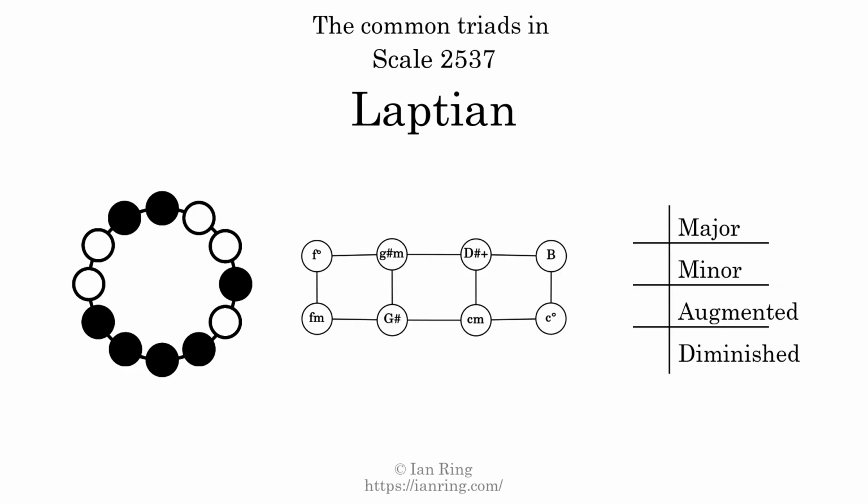Here are the common triads present in this scale. The diagram in the center is a graph of parsimonious voice leading between triads. There are 2 major triads. There are 3 minor triads. There is 1 augmented triad. There are 2 diminished triads. Here is a Hamiltonian path of parsimonious voice leading that uses all the triads.